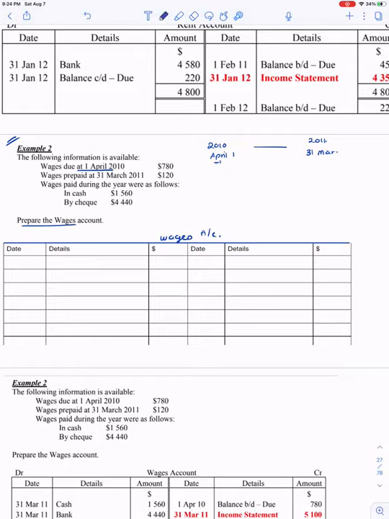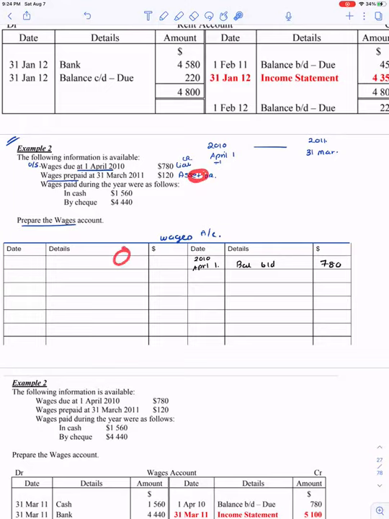Wages due on the first date. Due, that means outstanding. Outstanding expense is a liability. Prepaid expense is an asset. Liabilities have credit balance, assets have debit balance. Now this is the opening outstanding, would appear on the same side. So 2010, April 1, this is the balance brought down, 780.